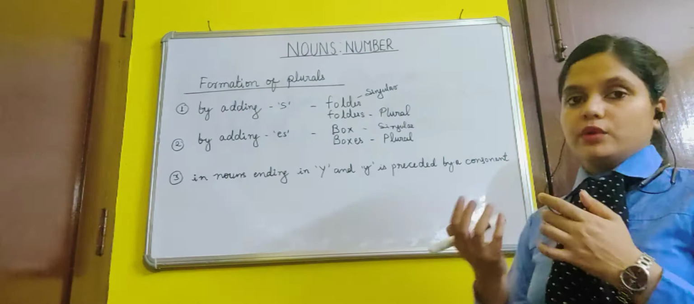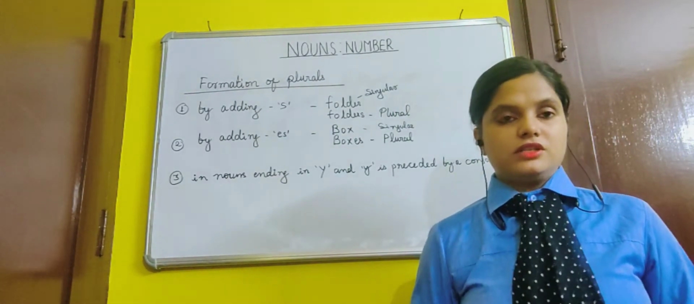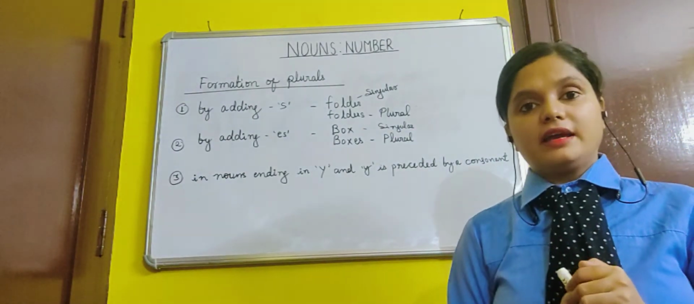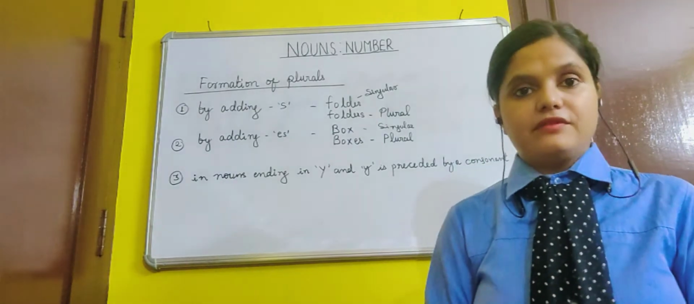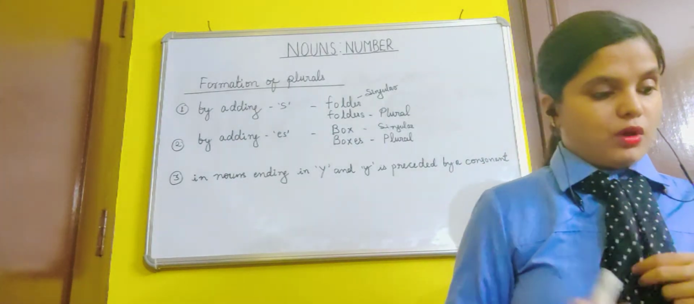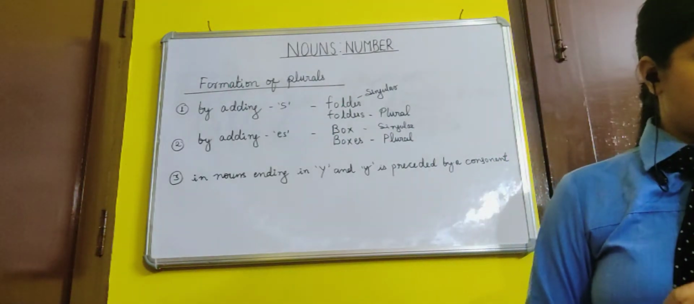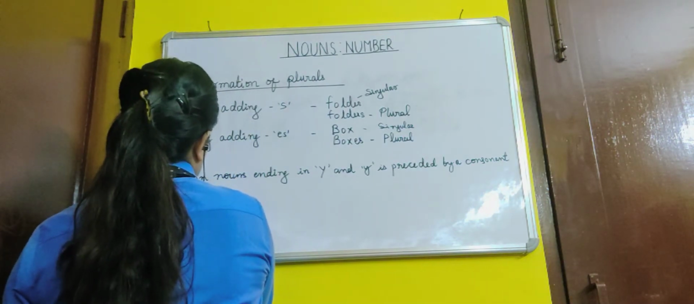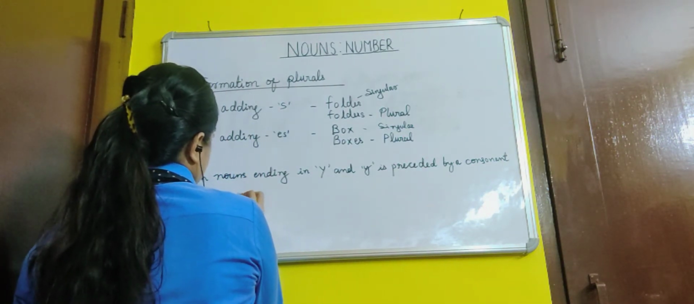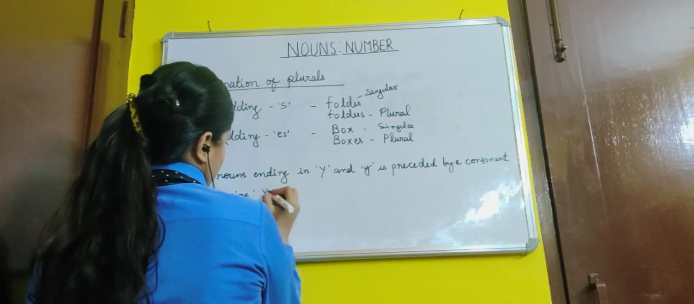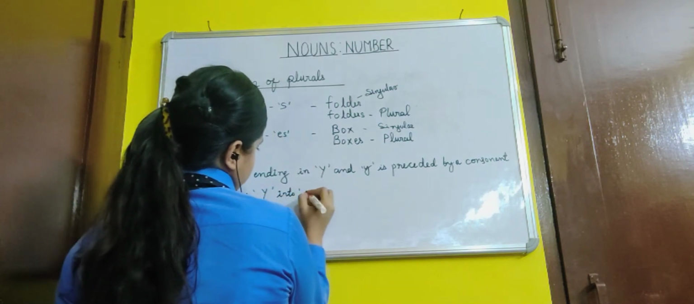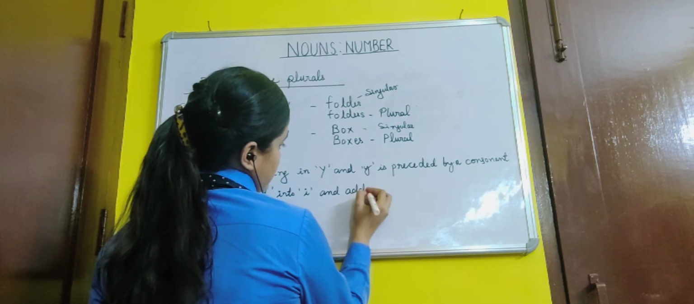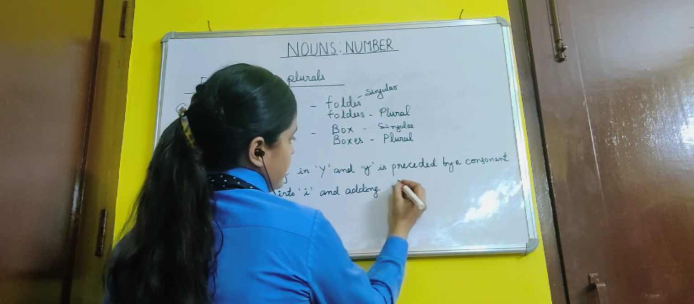So how will we make the plural of such types of words? We will remove the y, change the y into i, and add es to it. So what will we do? By changing y into i and adding es.